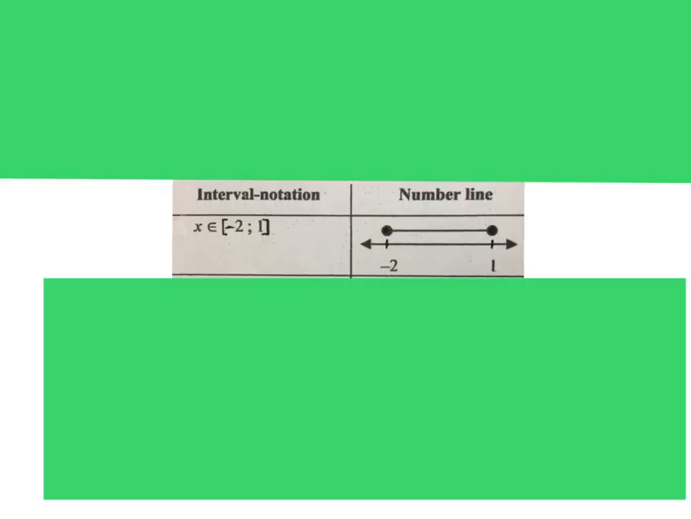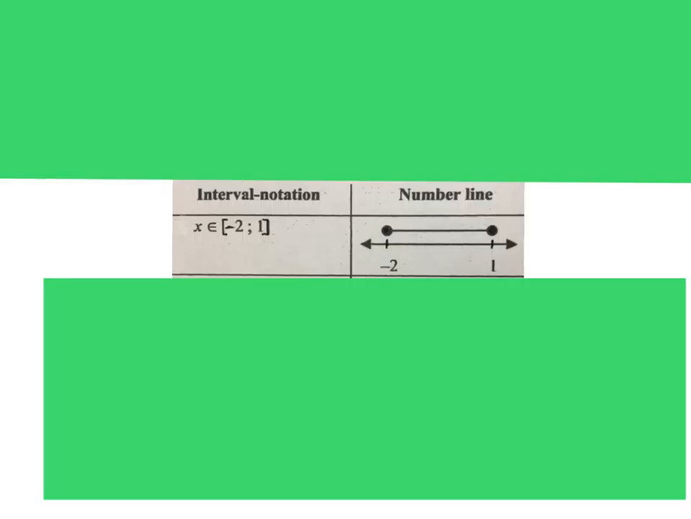Next one says the numbers we're looking for are bigger and equal to minus 2. So that's why there's a square bracket at the minus 2. The numbers we're looking for is smaller than 1, not equal to. So that's a round bracket at the 1. Please stop the video and look exactly how this fits together.